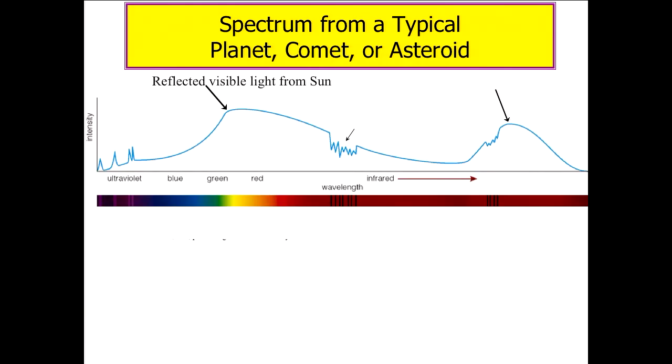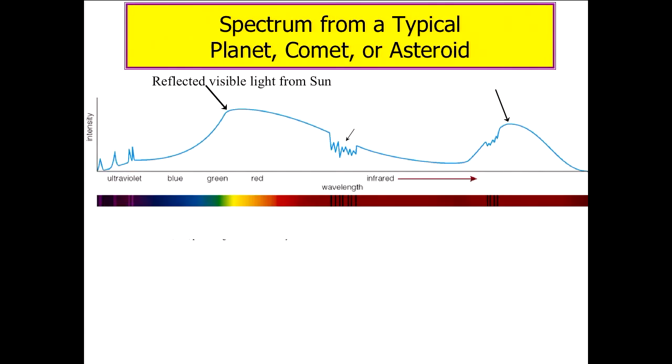Right here is a big peak in the blue, green, and red. Why would a planet, a comet, an asteroid, or a moon have so much light at visible wavelengths? Well, the answer is it's simply reflecting light coming from the sun. Sunlight streams through the solar system, hits a planet or a moon, and that planet or moon reflects the sunlight that hits it. And so this big peak here is nothing more than the reflection of sunlight.